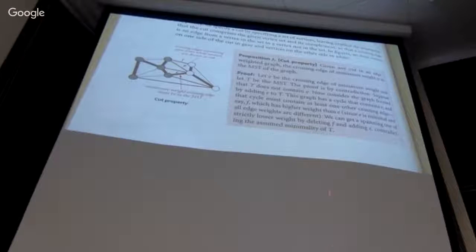But okay. So the cut property says, given any cut in an edge-weighted graph, the crossing edge of minimum weight is in the minimum spanning tree of the graph. And now I need you to be able to prove this.